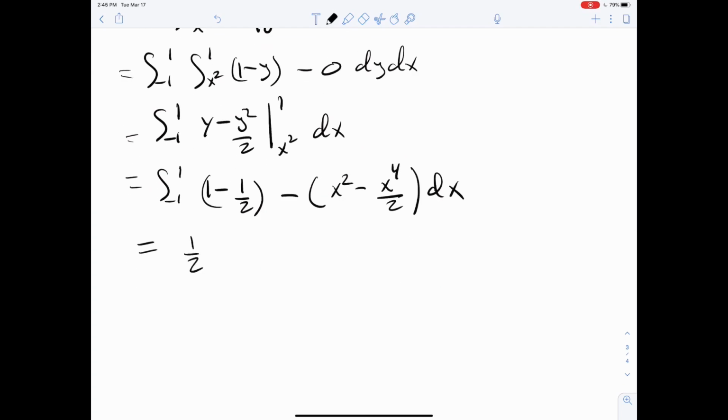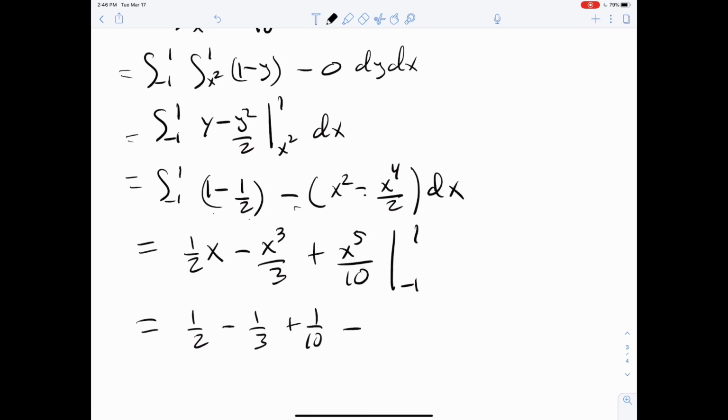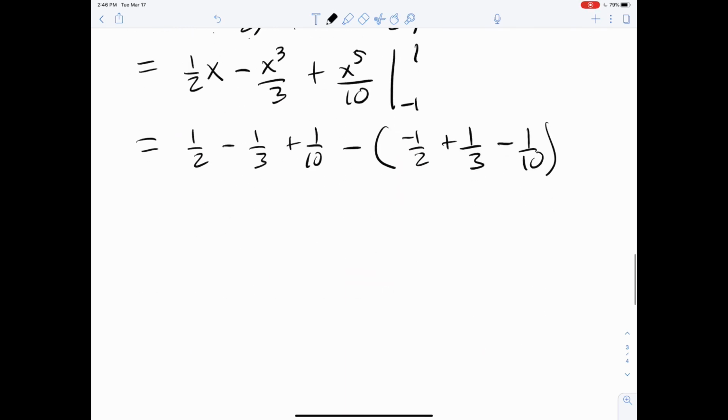And now we can integrate the x's. We'll get 1 half. 1 minus a half is a half. Integrate that, you get 1 half x. Minus, we got an x squared, so that's x cubed over 3. We've got a plus now. Minus minus makes plus. x to the 5 over 10, evaluated from negative 1 to 1. And that's going to give us 1 half minus 1/3 plus 1/10 minus, parentheses, negative 1 half, positive 1/3, negative 1/10. And that gives us, let's see, plus, that's plus a half. Half and a half makes a 1.